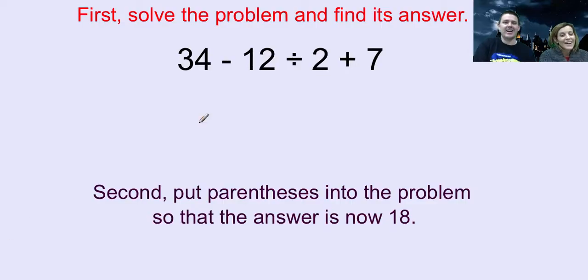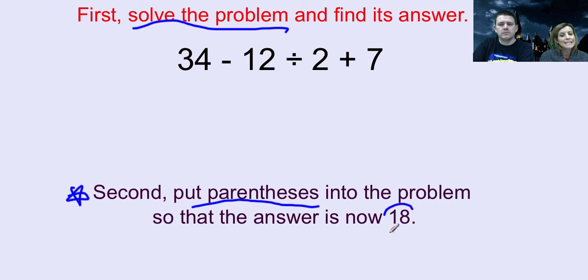All right, the you try problem. You're going to write down that expression, 34 minus 12 divided by 2 plus 7. First, you need to solve the problem and get the answer using order of operations. That's the first step. Then you're going to rewrite the problem again, 34 minus 12 divided by 2 plus 7, and put in parentheses into the problem so the answer is now 18. So that second time you're going to be trying to figure out how do I put those parentheses in to force my answer to come out to be 18. You're using the same expression. You're doing it 2 different ways. Order of operations and then add in parentheses to equal 18.